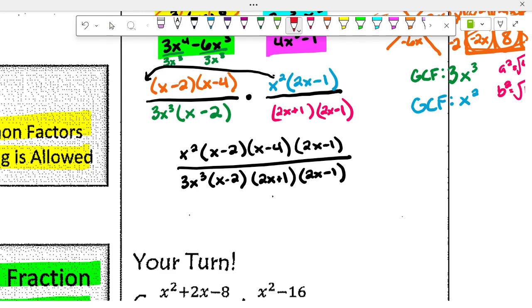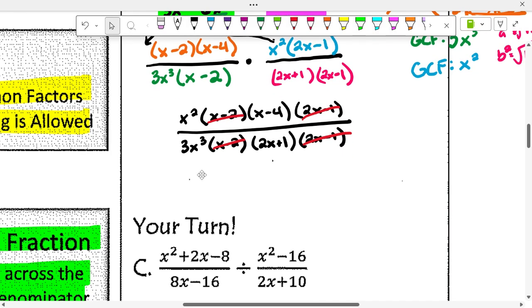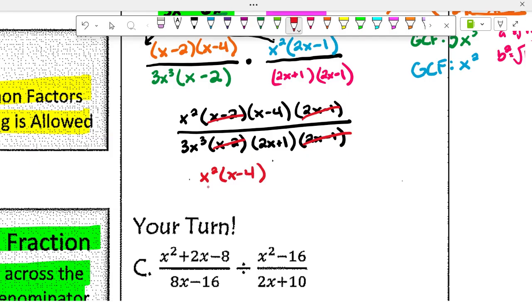Now I'm in the cross out process. What can I cross out? So I can cross out x minus 2 and what? 2x minus 1. So that leaves me with x squared times x minus 4 over 3x cubed times 2x plus 1.